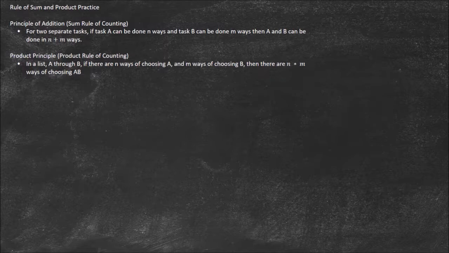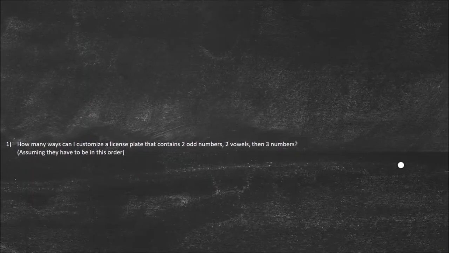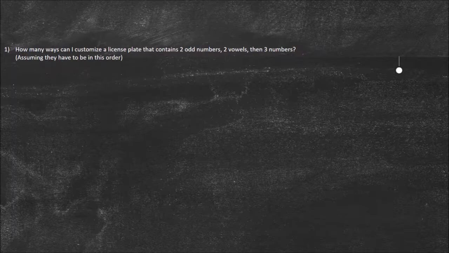If you have a list of choices and you want to know how many different ways you could do everything, it's just going to be the choices for the first option times the choices for the second option. So pretty intuitive rules here, but as you're going to see, the questions can get pretty difficult pretty quickly. So let's look at this one. How many ways can I customize a license plate that contains 2 odd numbers, 2 vowels, and then 3 numbers, assuming they have to be in this order?